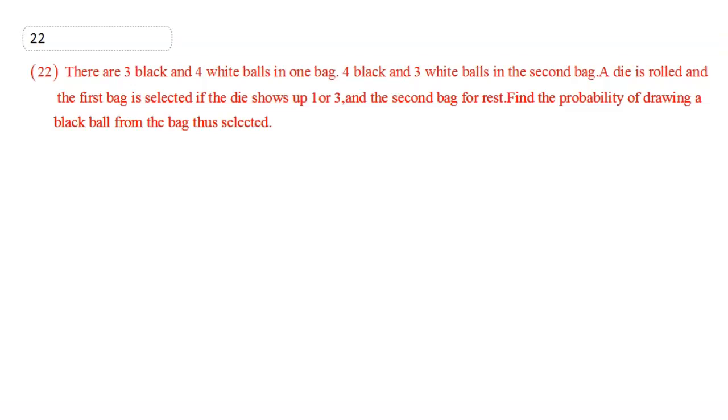Right here, question number 22. In this question, there are 3 black and 4 white balls in one bag and 4 black and 3 white balls in the second bag. A die is rolled and the first bag is selected if the die shows 1 or 3, and the second bag for the rest. Find the probability of drawing a black ball from the bag thus selected. Okay, this is the question.